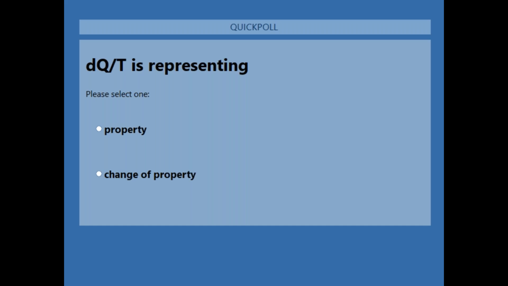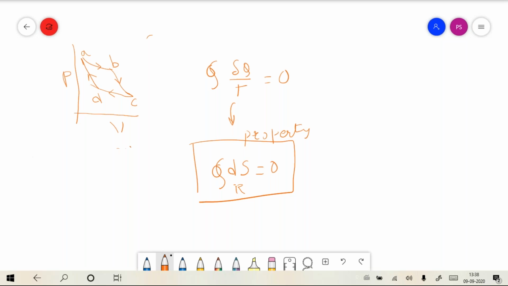Still some students are confused, saying it is a property. We are saying that it represents the change in property. We have not defined what is absolute entropy. We are just talking about the change in the property called entropy. You need to be very clear on this. We have not defined what the property is. We have defined what the change in property is. Now let me go to the next part. Let me close this. So the answer is that the integral of del q by T is going to represent a change in property.